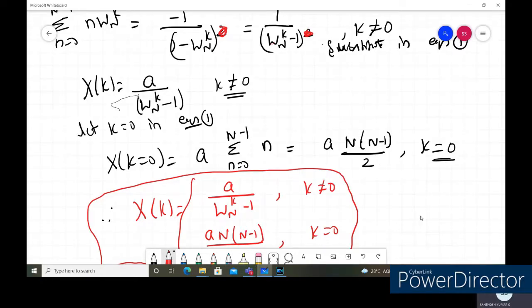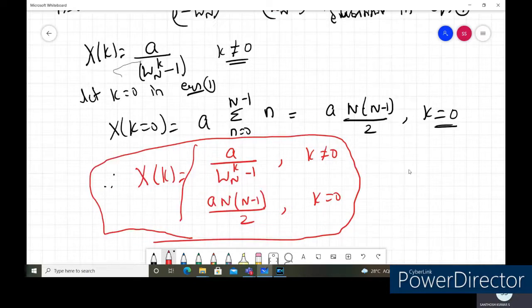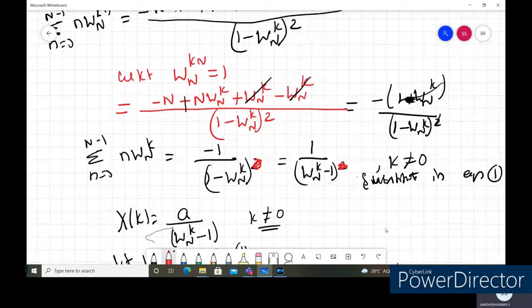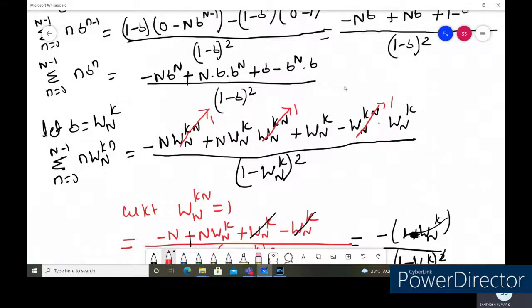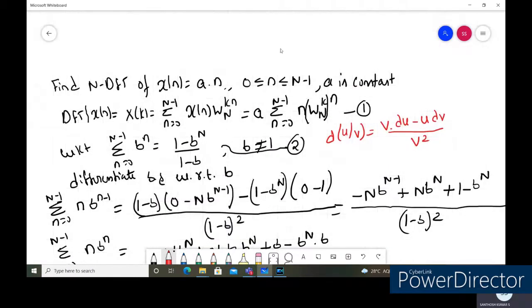So let us summarize the value for x of k. We got the value for x of k for k is equal to 0 as well as k is not equal to 0. For k is equal to 0, we got a into n into n minus 1 divided by 2. And for k is not equal to 0, we got a divided by omega to the power of k minus 1. So this is the DFT of the sequence a into n. We used the sum of finite terms formula and converted it into a form suitable for solving the problem.